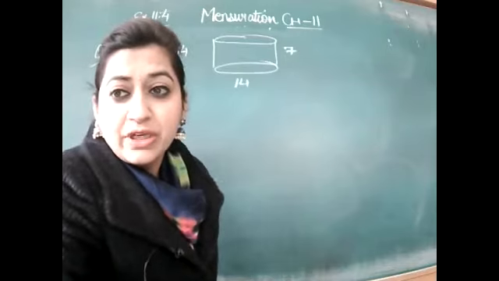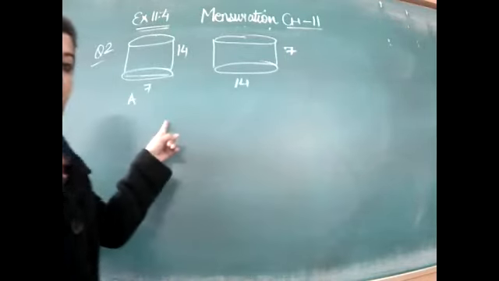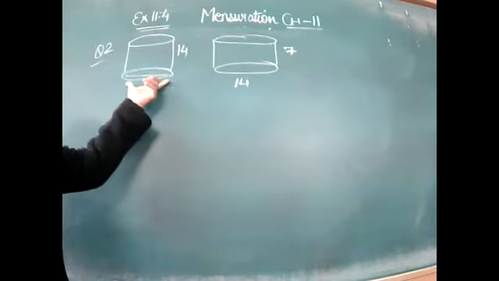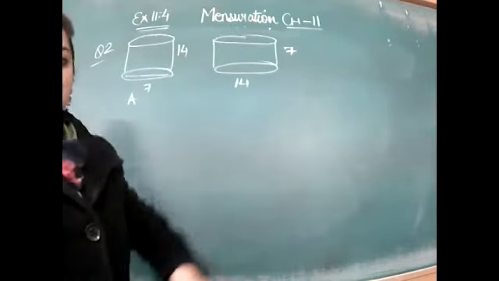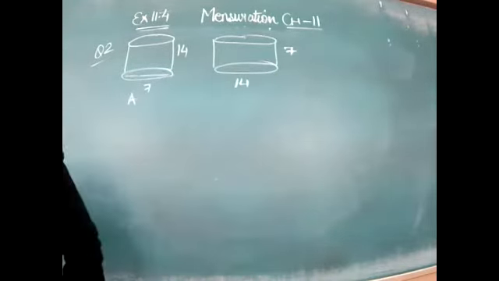Yes, you have been given two cylinders, cylinder A and cylinder B. Its diameter is 7, height is 14, and its diameter is 14 and height is 7. So you have to decide, without doing any calculation, can you suggest whose volume is greater?